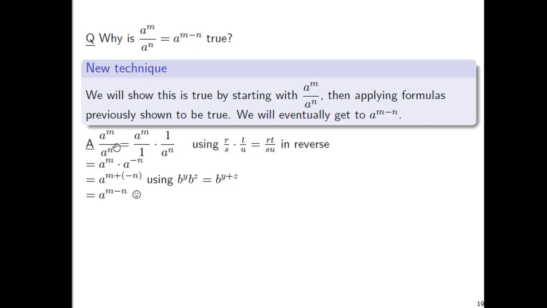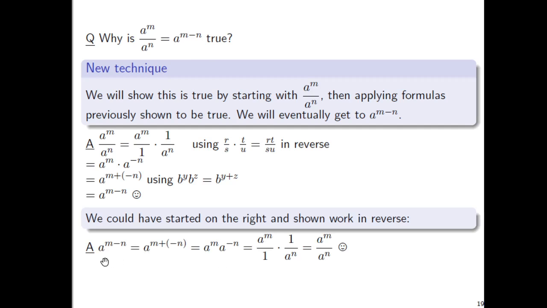We started with the left side, and then we did valid algebra manipulations. All of the steps are justified by things that we said were allowed earlier. And we eventually got a to the power m minus n. We could have started on the right and worked in reverse. That's just all the steps in reverse.